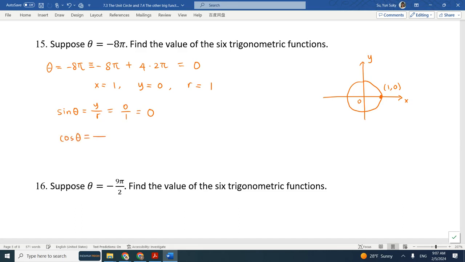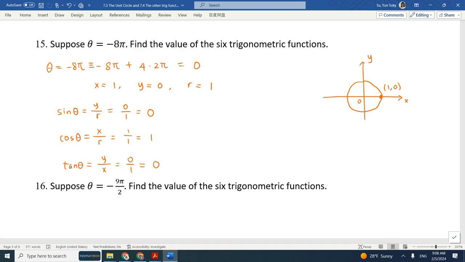Cosine theta. x over r. Is that okay, everybody? Once you figure out x, y, r, then we can figure out all the 6 trig functions. So 1 over 1 is 1. How about tangent theta? y over x. y is 0 over 1 is 0. All right, so good, everybody? We have sine, cosine, tangent.